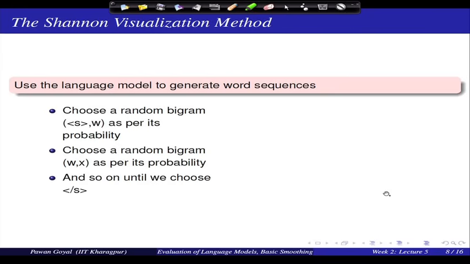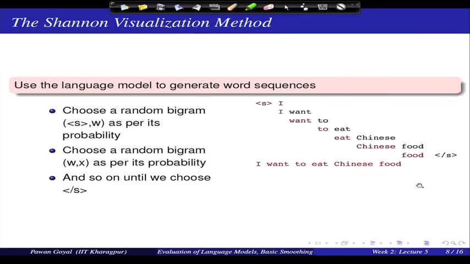So I do that until I choose end of the sentence, and we will see one example from one corpus. So from the restaurant corpus that we discussed in the last lecture, suppose I have learned my bigram model and I want to generate a sentence. So how will I do that? I choose start of the sentence, find out the first word, I find "I", then I take the first word as "I" and choose the next word.